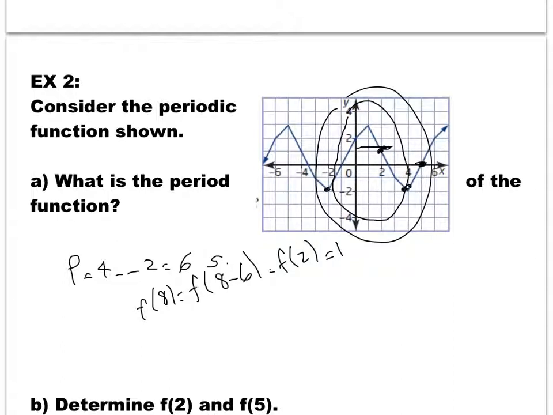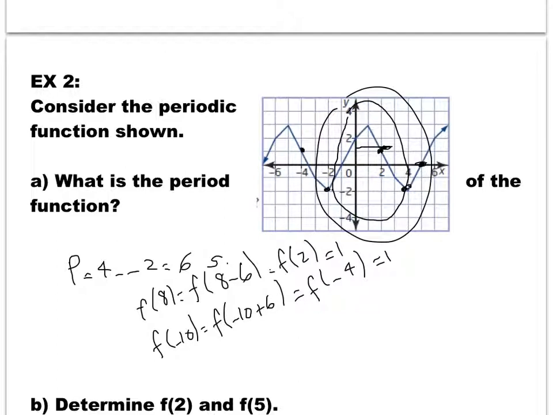Now, the next one is f of negative 10. I can write this guy as f of negative 10 plus 6. Again, you can add and subtract multiple of period, nothing happens because this is a periodic function. And this is going to give you f of negative 4. And if you look at the graph, you can see that f of negative 4 is going to be here, which gives you equal to 1.